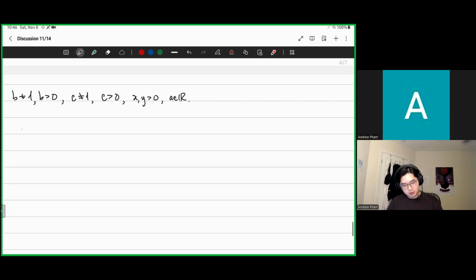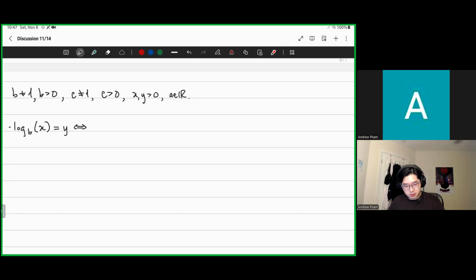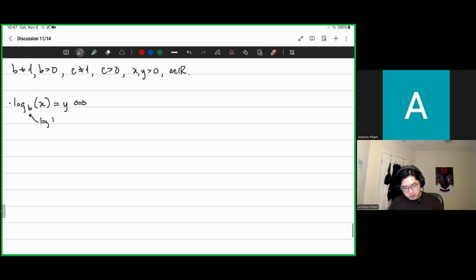So when I say log base b of x is equal to y, I'm really asking myself, what exponent do I need to raise this log base b to give me back the argument x? Okay, so recall b is the log base and x is the argument. That's the terminology. And this statement is equivalent to saying b to the y is equal to x, right? It's an exponent finder.